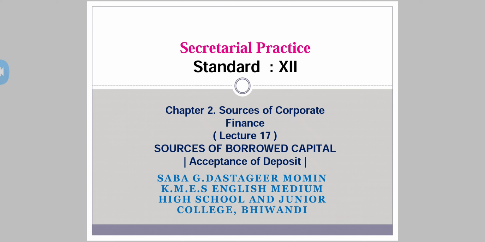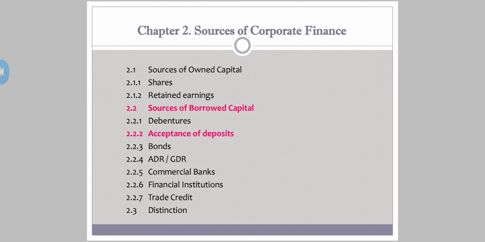My dear students, we are at chapter 2, that is sources of corporate finance. In this chapter we have seen sources of owned capital and sources of borrowed capital, which we are going to see today. In sources of owned capital we are done with equity shares, we are done with preference share capital, we are done with retained earnings. In sources of borrowed capital, today we are going to see acceptance of deposit.